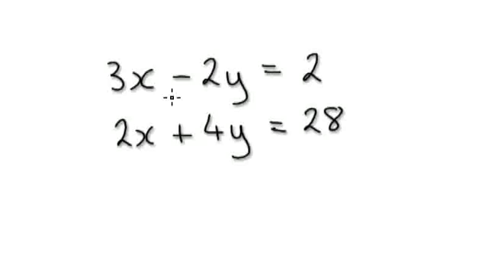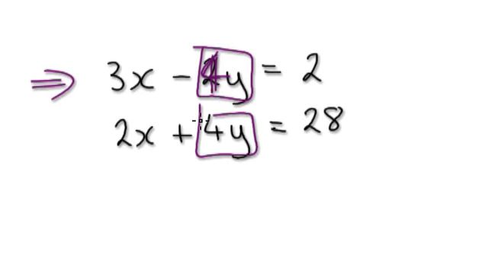Let me just quickly give you two examples and then you guys can have a go. So solve these two simultaneous equations. When you have a negative here, if you times this equation by 2, you're going to end up with 4y here. Now look at this, 4y and 4y.